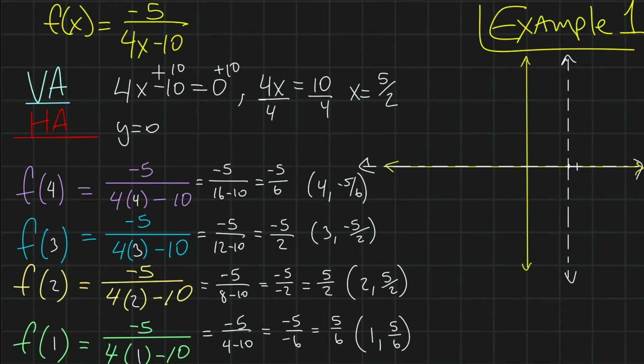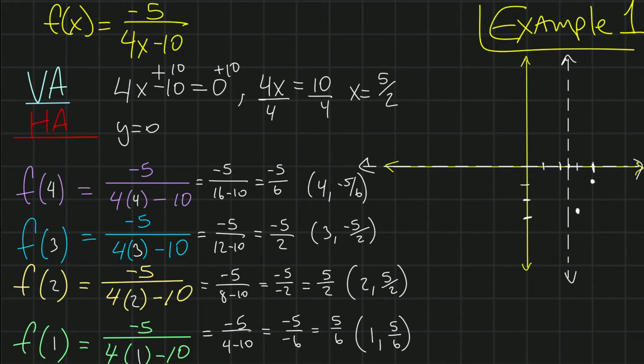So now I will plot these points and then we'll join them in a curve. So when x is equal to 4, our y value is going to be negative 5 over 6, which is approximately or really close to negative 1. So again, because this is a sketch, I'll be sketching. That seems to be very close to negative 1. Again, when x is equal to 3, I'll be at negative 5 halves. So it'll be right about here.